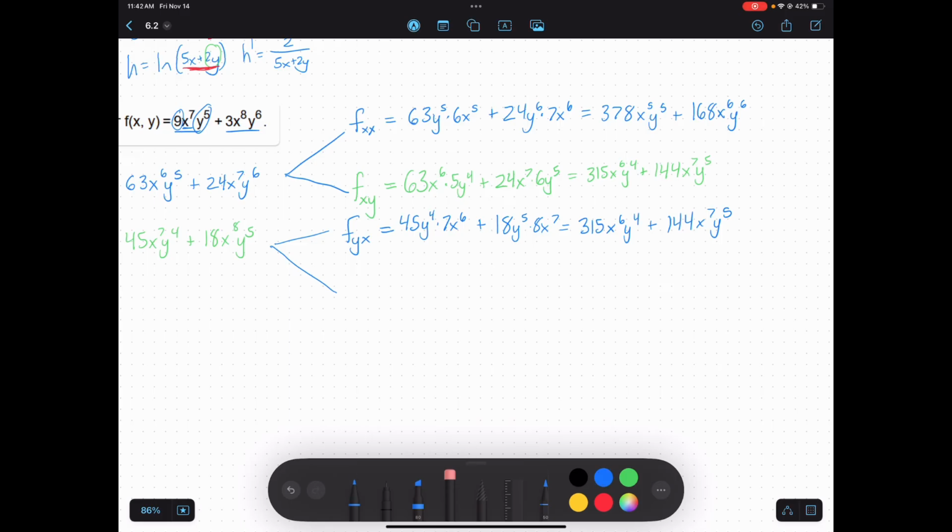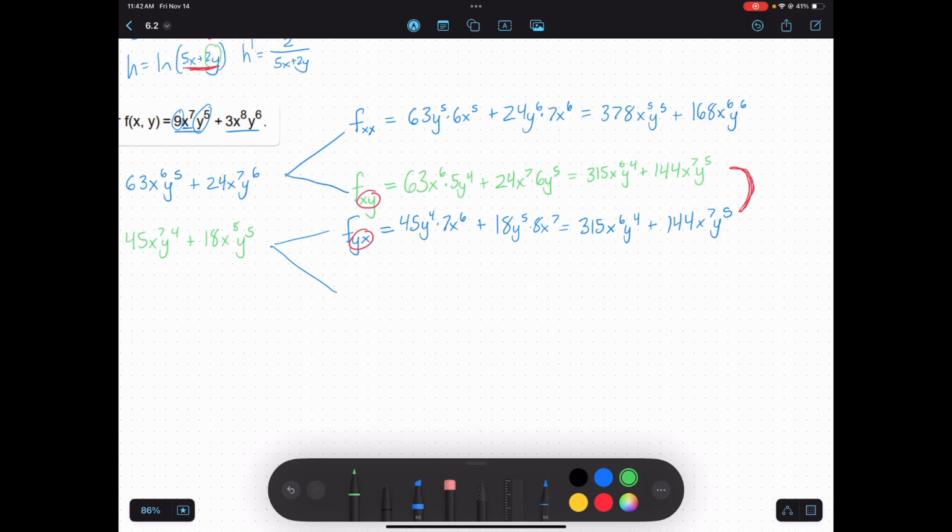Wait a second. That's the exact same thing that I just barely got in my other second order partial derivative. So that's an important thing to realize with second order partial derivatives: it actually doesn't matter what order you do these partial derivatives in. Whether you do x first then y or y then x, you end up getting the same thing.